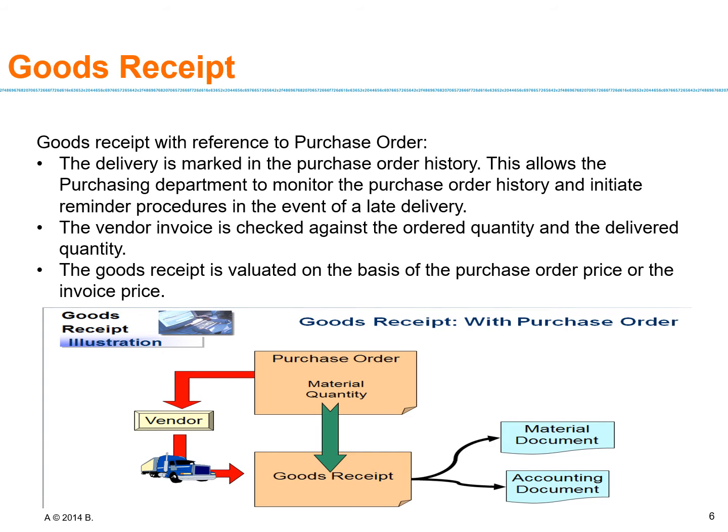So the delivery is marked in the purchase order history. This allows the purchasing department to monitor the purchase order history and initiate reminder procedures in the event of a late delivery. The vendor invoice is checked against the order quantity and the delivered quantity, and the good receipt is evaluated on the basis of the purchase order price or the invoice price.